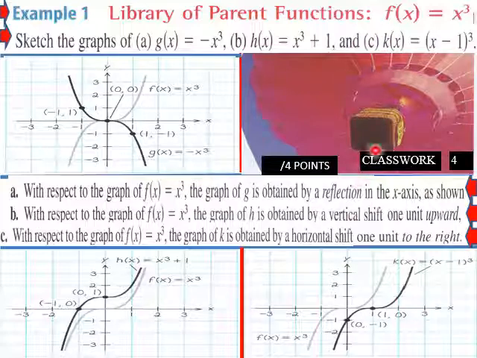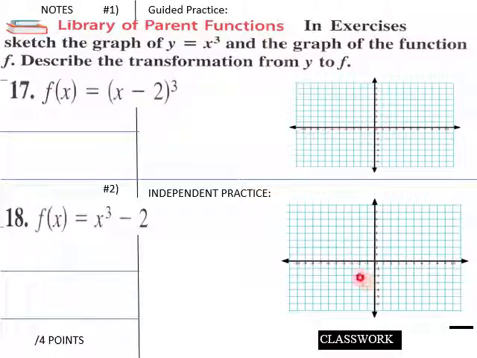And then for C, we have a horizontal shift now to the right of 1 unit. So instead of it intercepting here at the origin, it intercepts the x-axis here at (1, 0). So (x minus 1) cubed, this will be the shape of that graph. Okay, into our guided practice and then our independent practice.